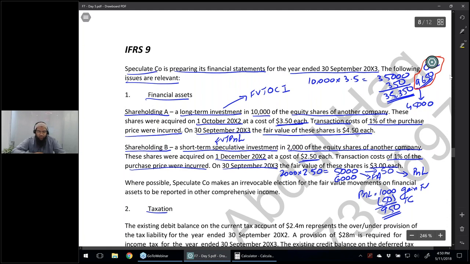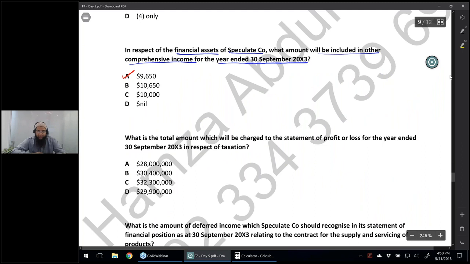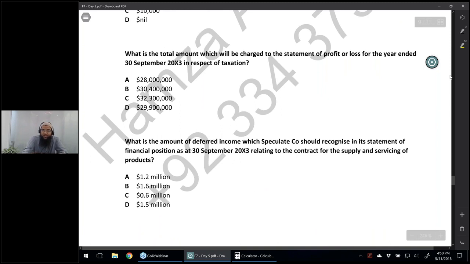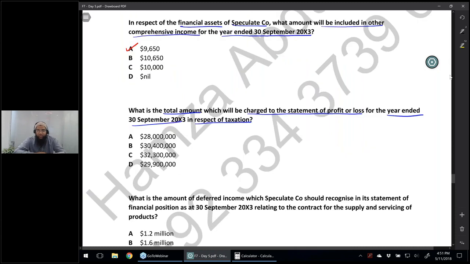Now let's read the next requirement and then we'll be reading the question. What is the total amount which will be charged to the statement of profit or loss for the year ended 30th September 2023 in respect of taxation? So now we're going to calculate the taxation, which would be relating to the second paragraph, second part, second bullet.